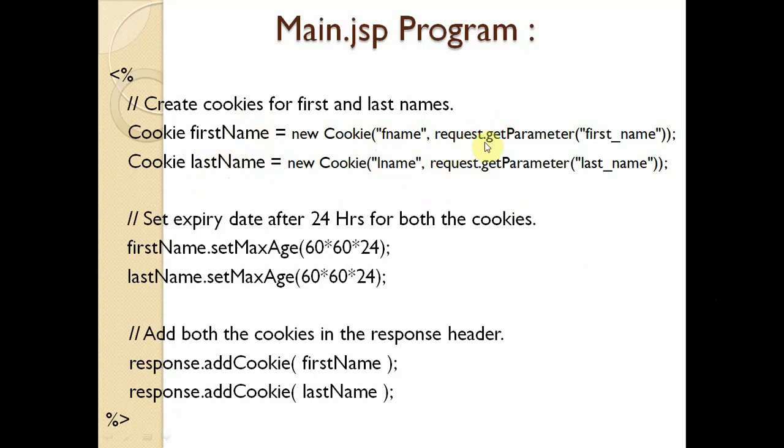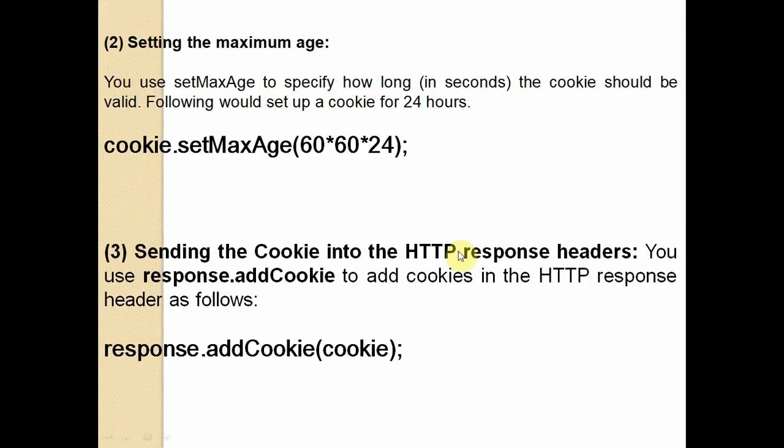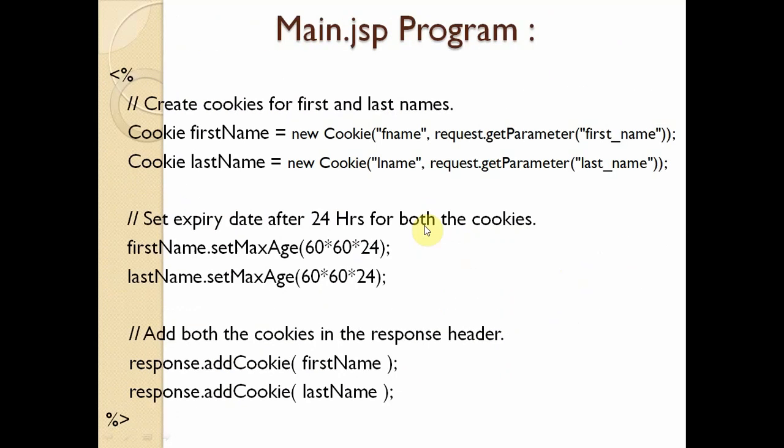And the value is request.getParameter, meaning whatever we have written in the first text box will be transferred to the server, and it will be the value of fname. So this is the key and its value: request.getParameter first name, request.getParameter last name.